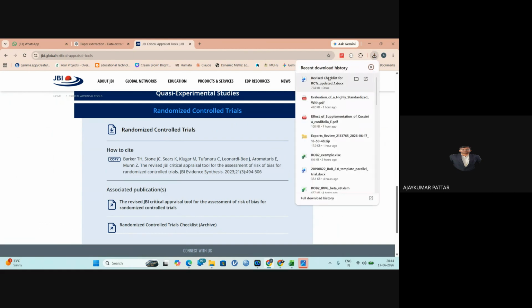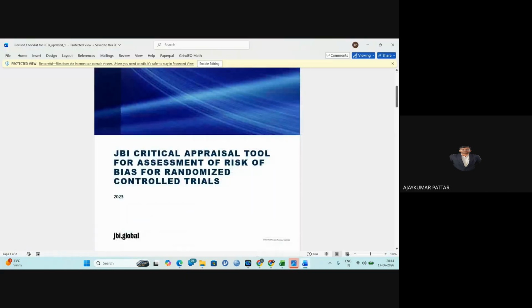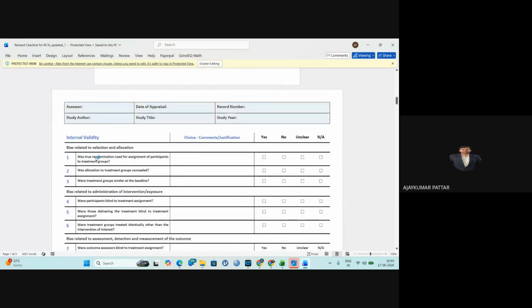So if you go with this particular JBI tool, then is it okay? It is not like that. You can use JBI or ROB of Cochrane's. So you are free to use. So this is the JBI tool. So here you go on one by one questions.